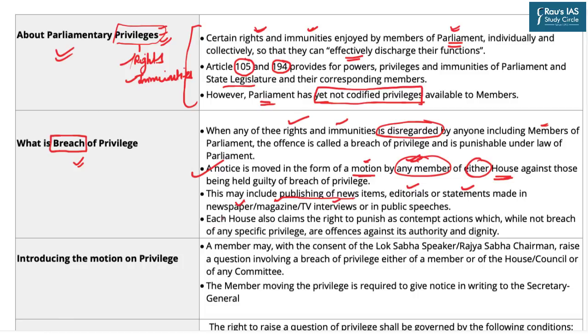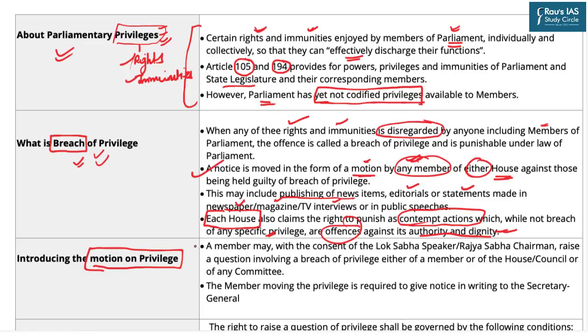Further, each house, that is Lok Sabha or Rajya Sabha, and their counterparts in the state legislature, each house claims the right to punish as contempt actions which, while not breach of any specific privilege, are offences against its authority and dignity. That means the contempt actions might not target a specific privilege, but they might be general in nature. And if a breach of privilege is concerned, the motion on privilege starts.